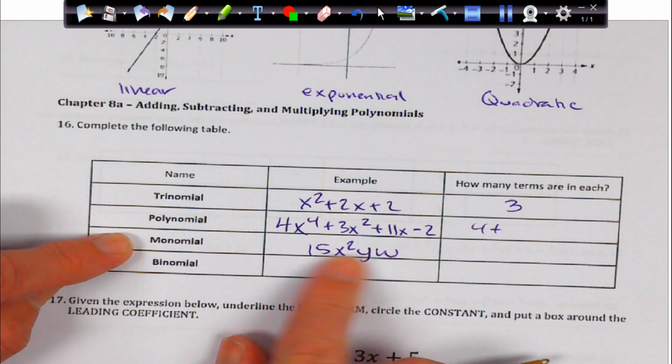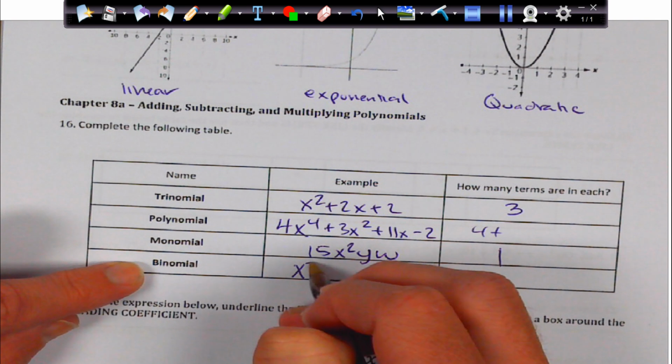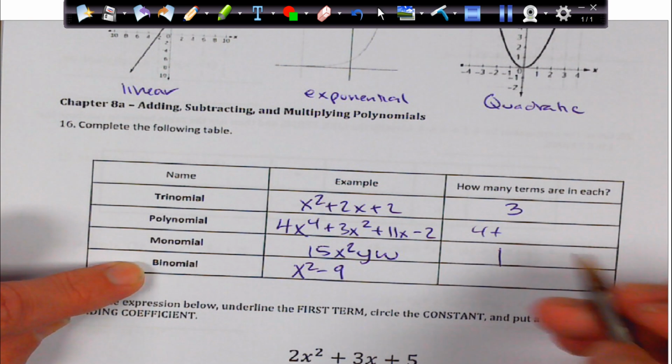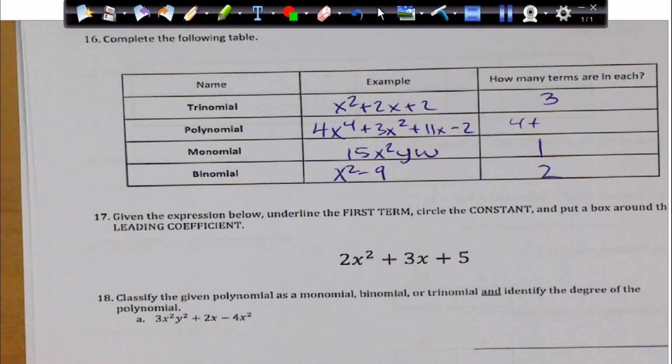But there's no addition or subtraction separating it. So that's just 1 term. And then for monomial, we could just do something like that. That would be a binomial. 2 terms, like a bicycle.